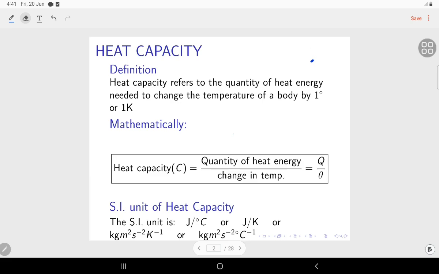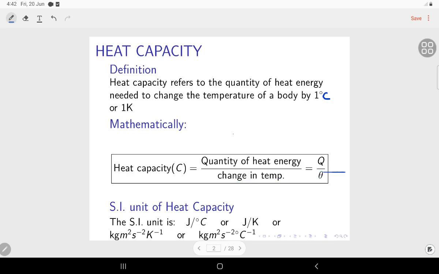Right. So what we are saying is the quantity of heat energy needed to change the temperature of a body by 1 degree Celsius or 1 Kelvin. So from the definition, we normally denote heat capacity by capital C. Heat capacity is given by the quantity of heat energy, or you can say amount of heat energy, over change in temperature.